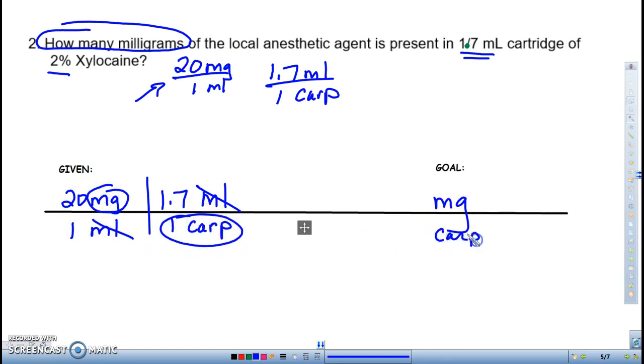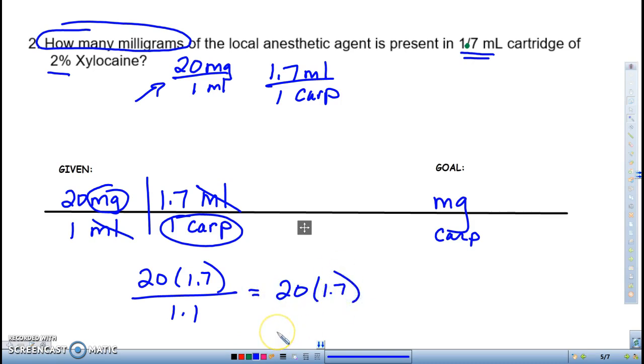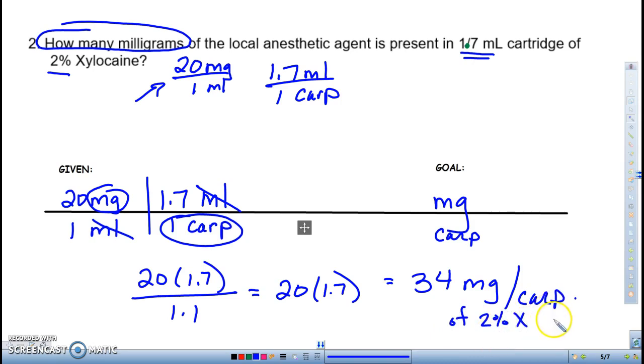So let's put a carp down here. So that's telling me I need to take 20 times 1.7. In the denominator, 1 times 1 is just 1, and that goes invisible. It's 20 times 1.7, which, let me look at my calculations here, gives me 34 milligrams per carp of, I need to finish this out, 2% xylocaine, which isn't that lidocaine? See, I'm learning something here too.